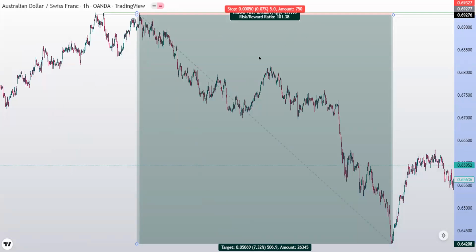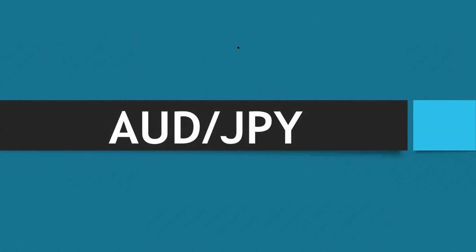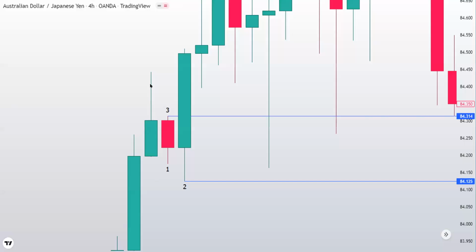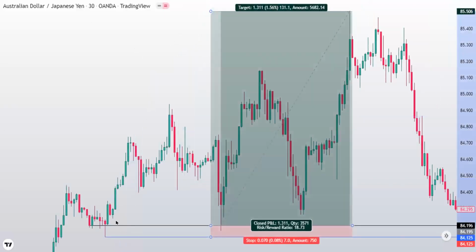So that's how you are going to capitalize. Also, we have this Saudi JPY. On Saudi JPY, we have this type 1 on 4 hours time frame. This is just an intraday entry. And if I come to 30 minutes time frame to do my refinements, this was my liquidity engineering and my risk was only 7 pips. So the market went almost 131 pips. So that's just an intraday entry.